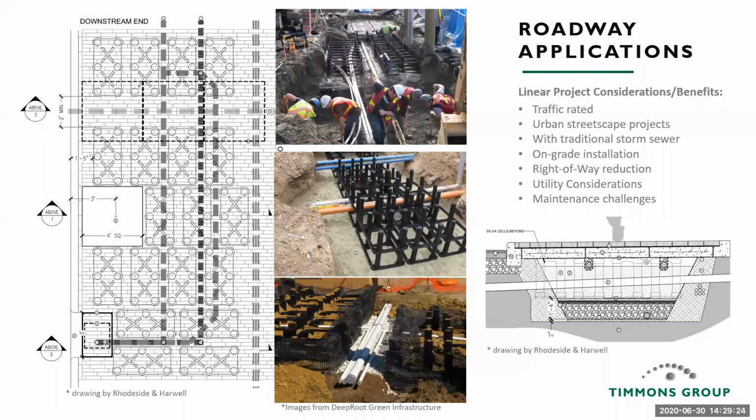These do play fairly well with utilities. You can see pictured in the middle some existing flexible private utility conduit being installed through the Silva Cell units, which would just be backfilled with loosely compacted engineered media. It's important to consider future planning of utilities and install spare conduit to the extent that is reasonable. The reason for that is once it's in the Silva Cell units, it's pretty difficult to get that conduit out.